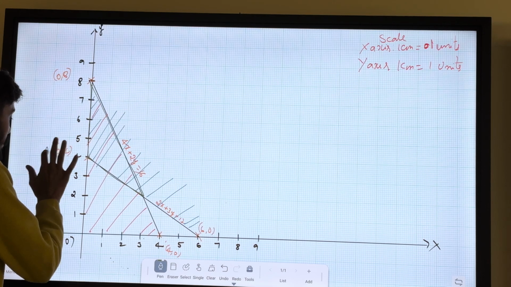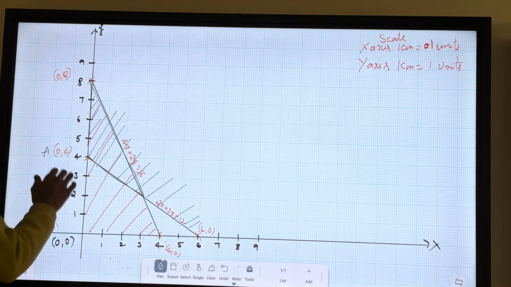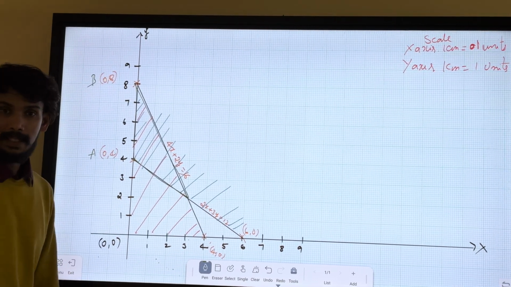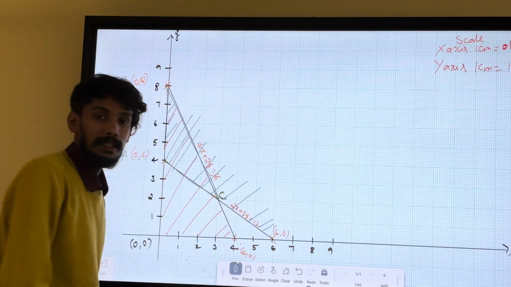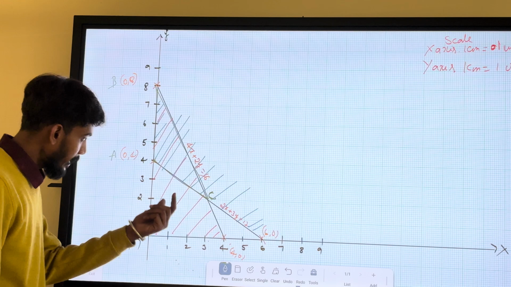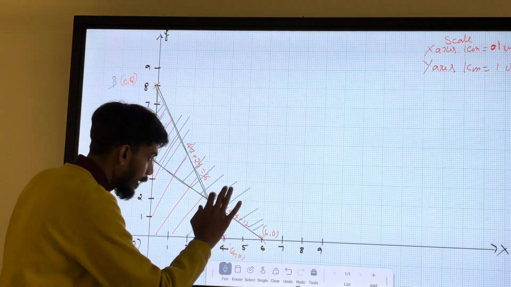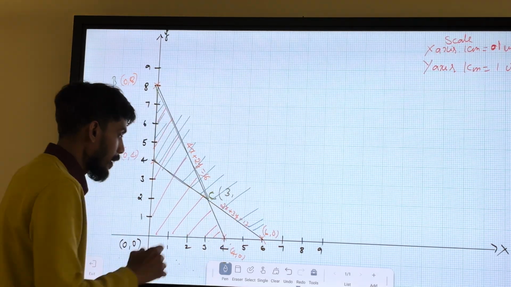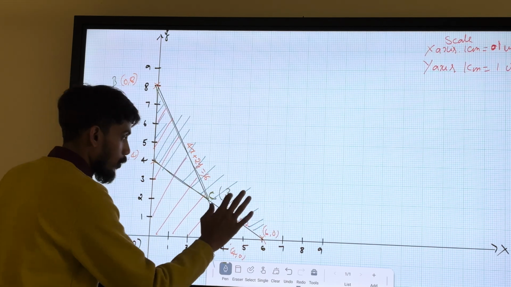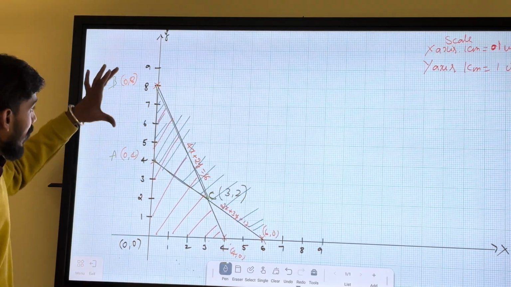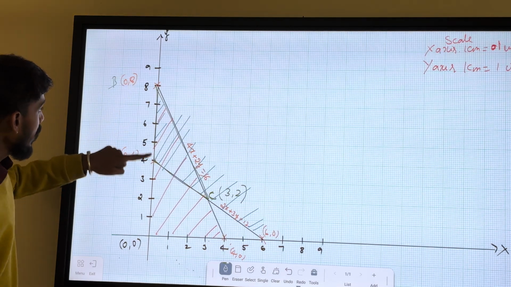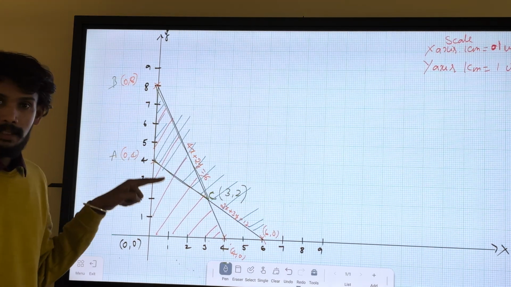So let us consider this as A, the first corner point, this as B, the second corner point, and here is the point C, the third corner point. Now take the corresponding x value, exactly it is giving me 3, where exactly it is giving me the corner point as 2. Now we are having the 3 corner points A, B, C.